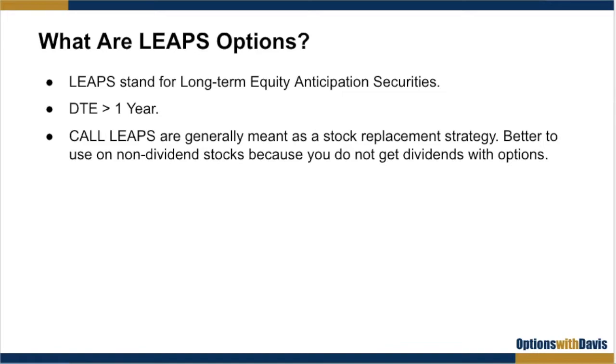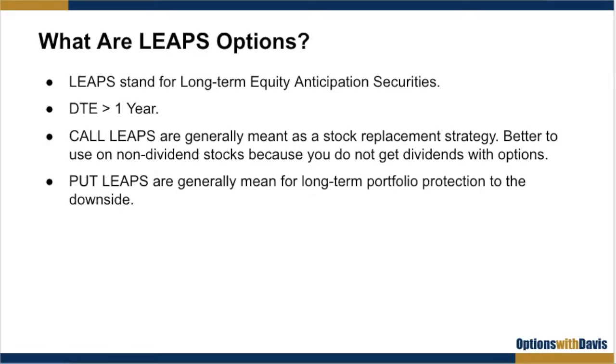The value of your options is tied to the stock. So if the stock goes down, your option value will drop as well, but you are not being paid the dividend. So I would say it's much better to use call LEAPS on non-dividend stocks, or at least on a stock that pays very little dividends. There are also put LEAPS, generally meant for long-term portfolio protection to the downside. Many people tend to buy put LEAPS on index ETFs as general protection in case the market goes down. For the purpose of this video, I'll only be talking about call LEAPS options.